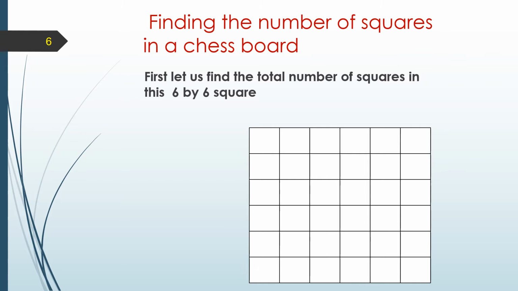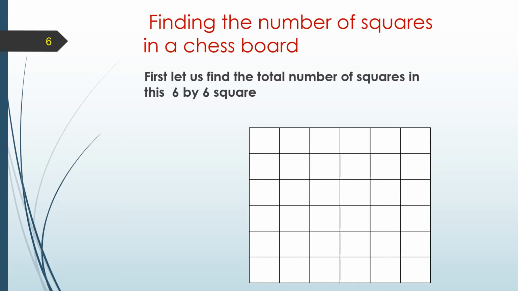Students may be knowing the chessboard. So we will ask them to find the number of squares in a chessboard. A chessboard is an 8 by 8 square. So students normally will shout the answer as 64 or 65: 64 smaller squares and the bigger square, 65.